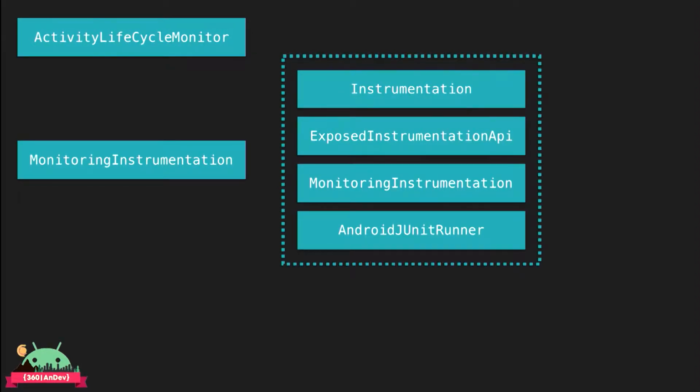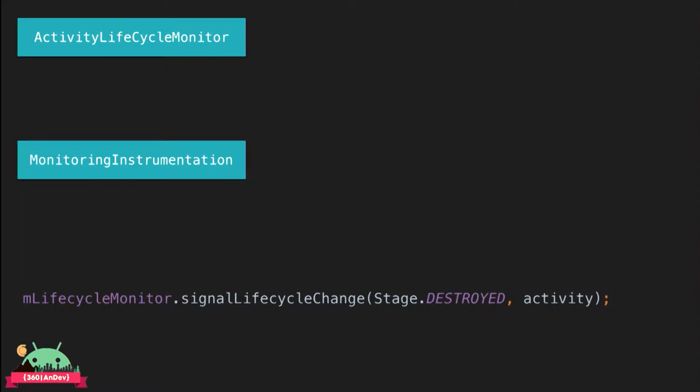So monitoring instrumentation is using different advanced techniques to try to ensure that the application under test has a good state. For example, the method application onCreate happens before instrumentation start. That's something very important because you want to ensure that the state of the application is safe. Okay, and how does this relation between the monitoring instrumentation and the activity lifecycle monitor work? Well, we have a hook here in the monitoring instrumentation, and every time that something happens in one activity, we are sending the state of the activity to the lifecycle monitor, in that case, destroy.